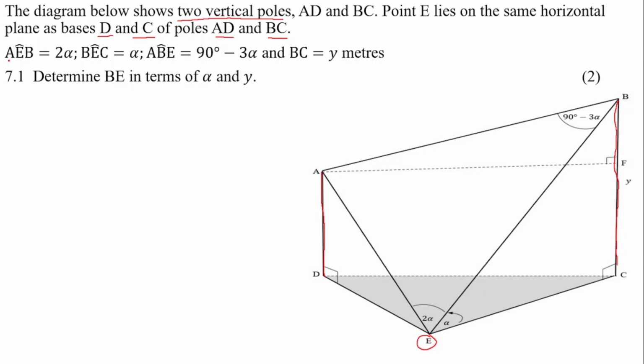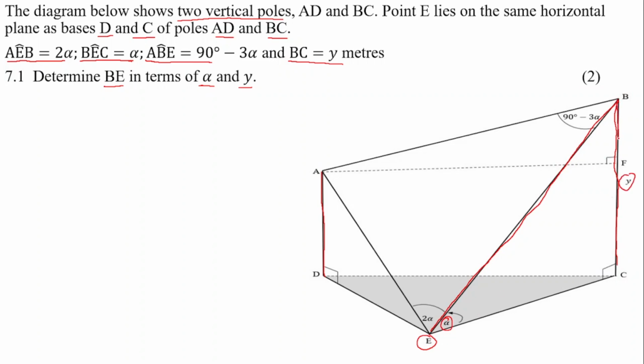We're given the angle AEB, which is 2 alpha, BEC, which is alpha, and then ABE, which is 90 minus 3 alpha, and BC, the whole BC, is y meters. Determine BE in terms of alpha and y. We're looking for BE, this side, right? If we check, we have this triangle BEC. We want to find BE in terms of y and alpha.